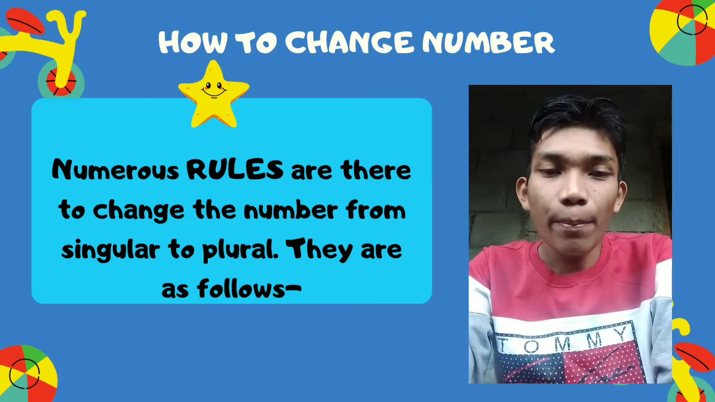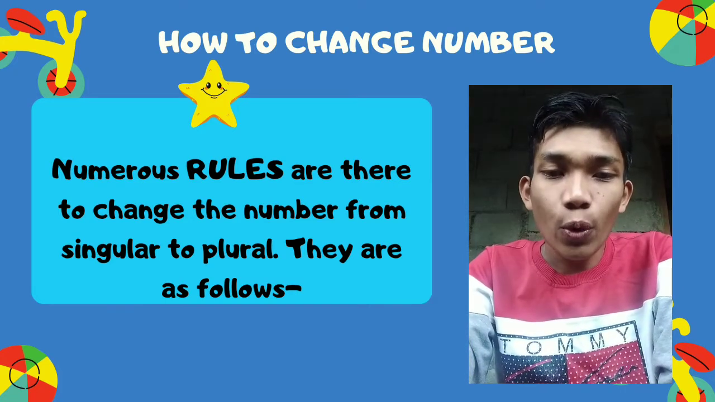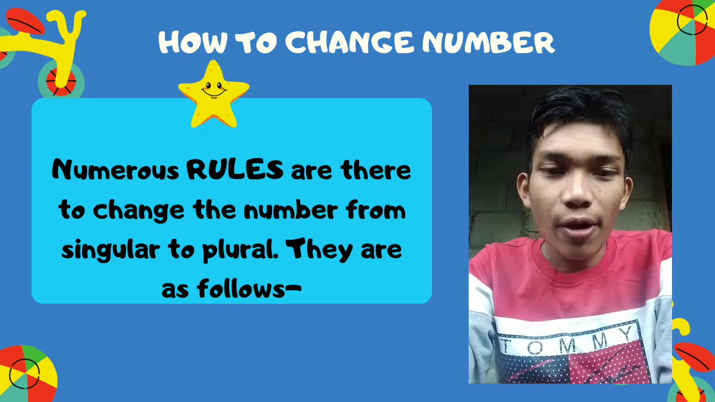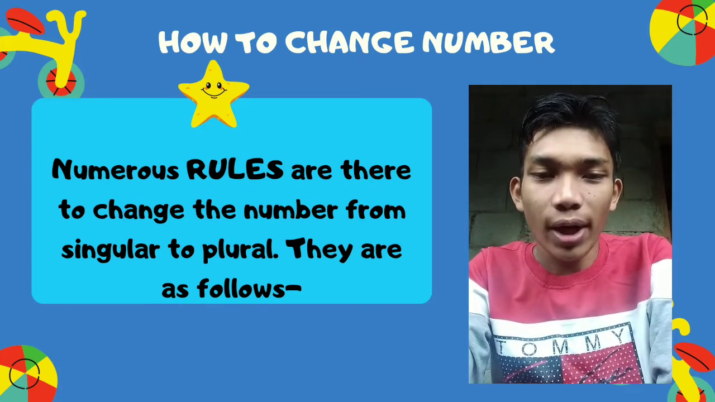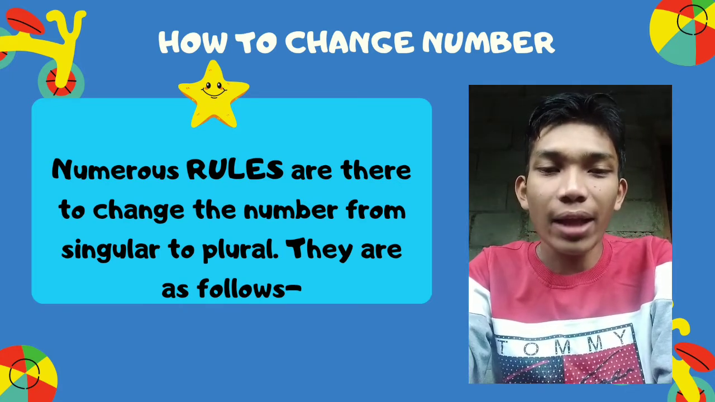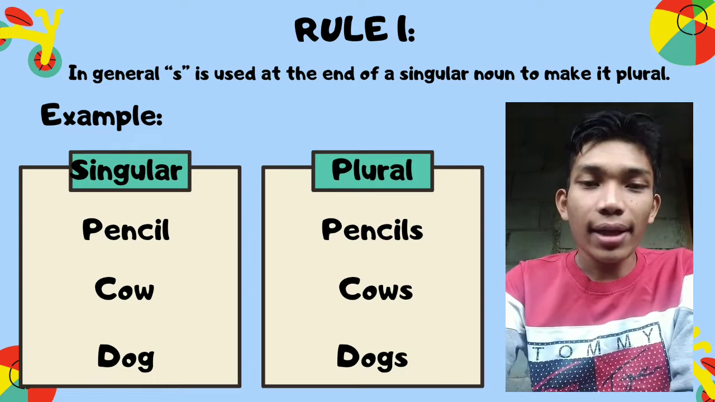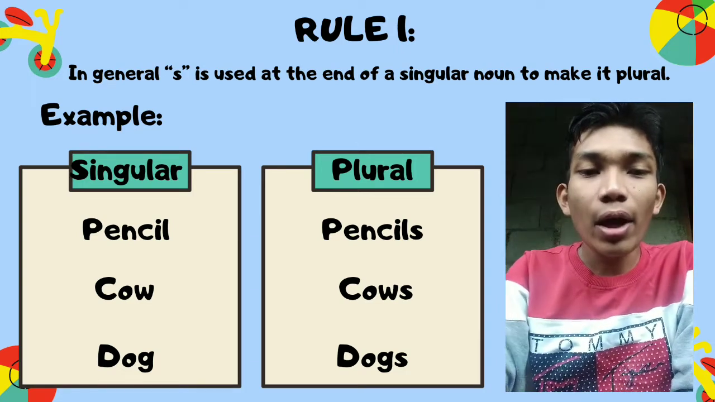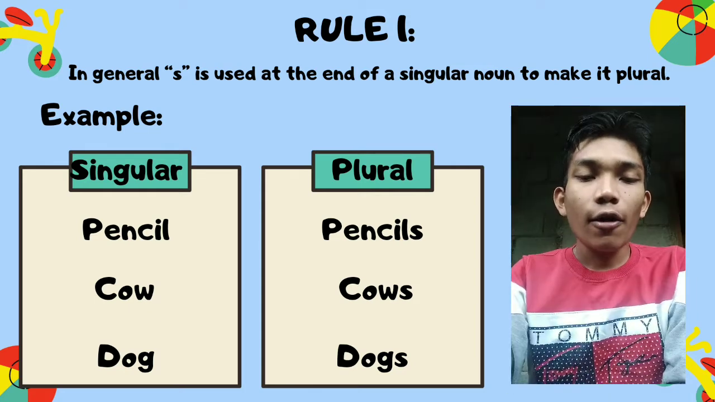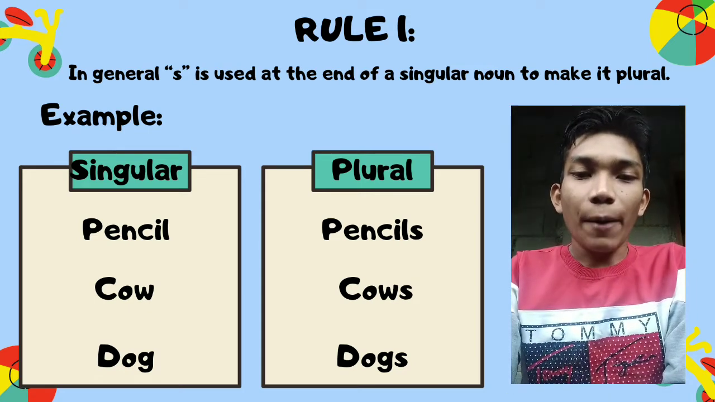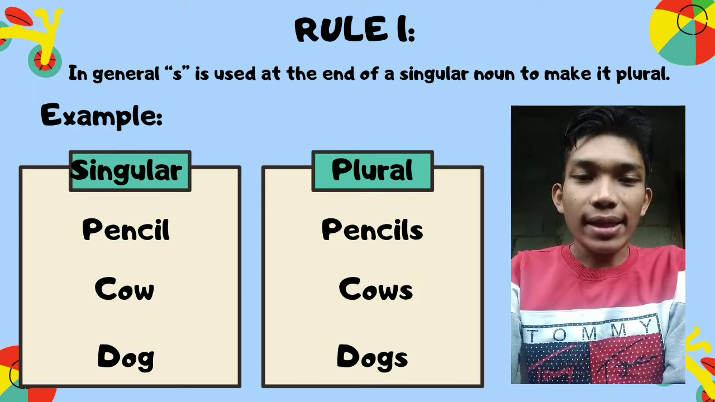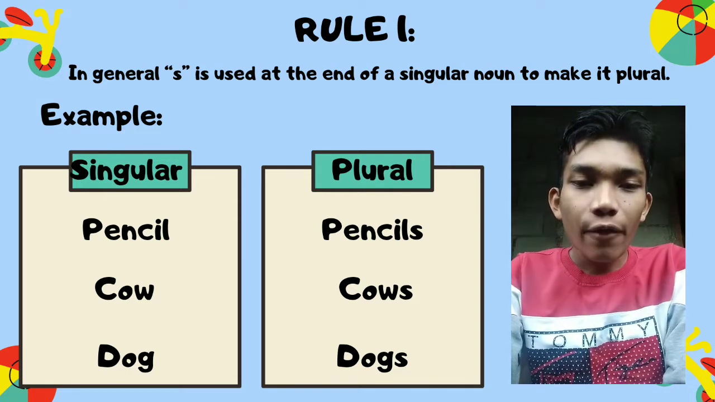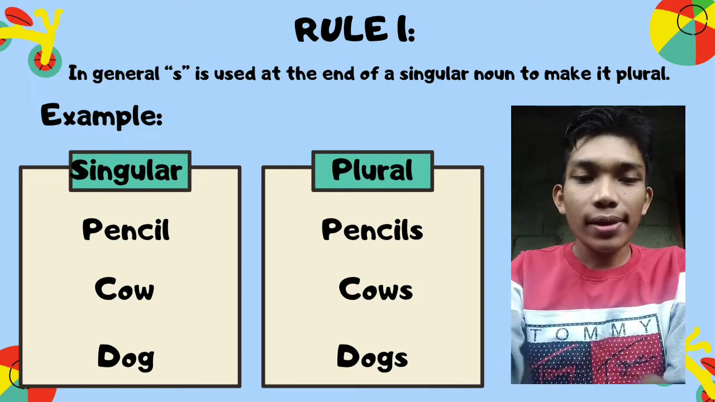How to change number? There are numerous rules to change the number from singular number to plural number. They are as follows. In general, we add s at the end of the singular noun to make it plural. For example, from pencil to pencils, cow to cows, from dog to dogs.